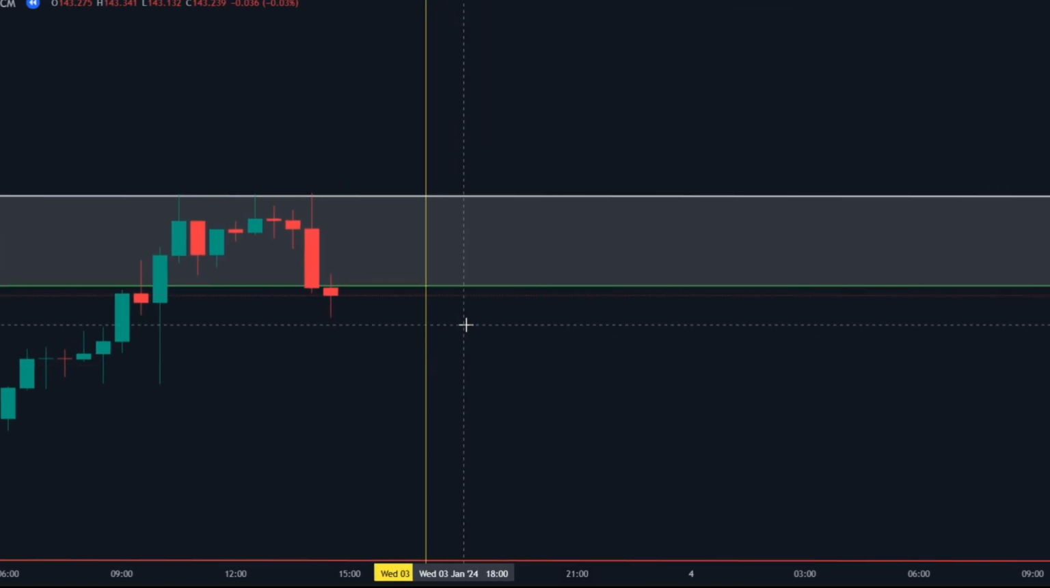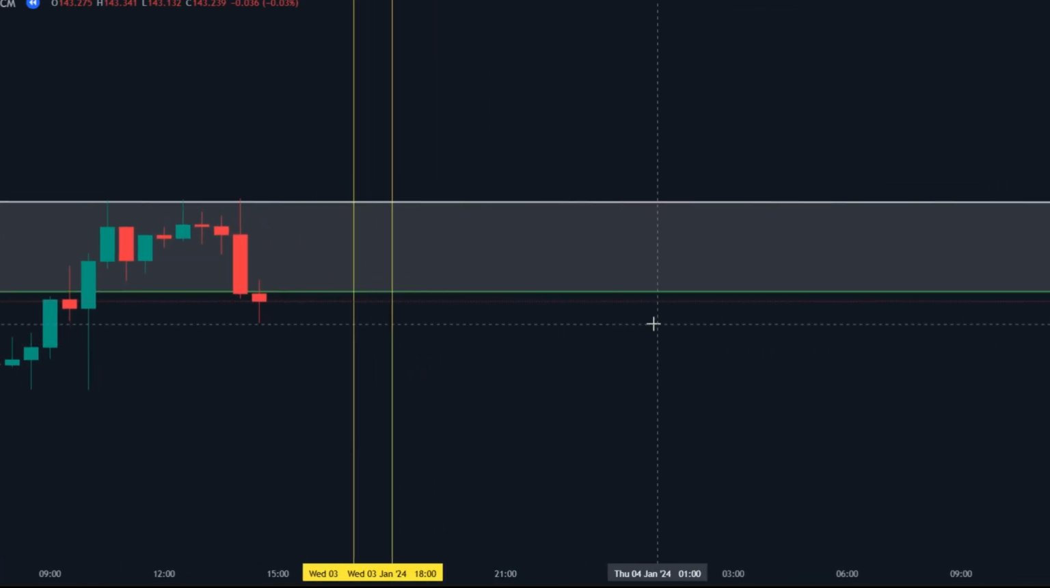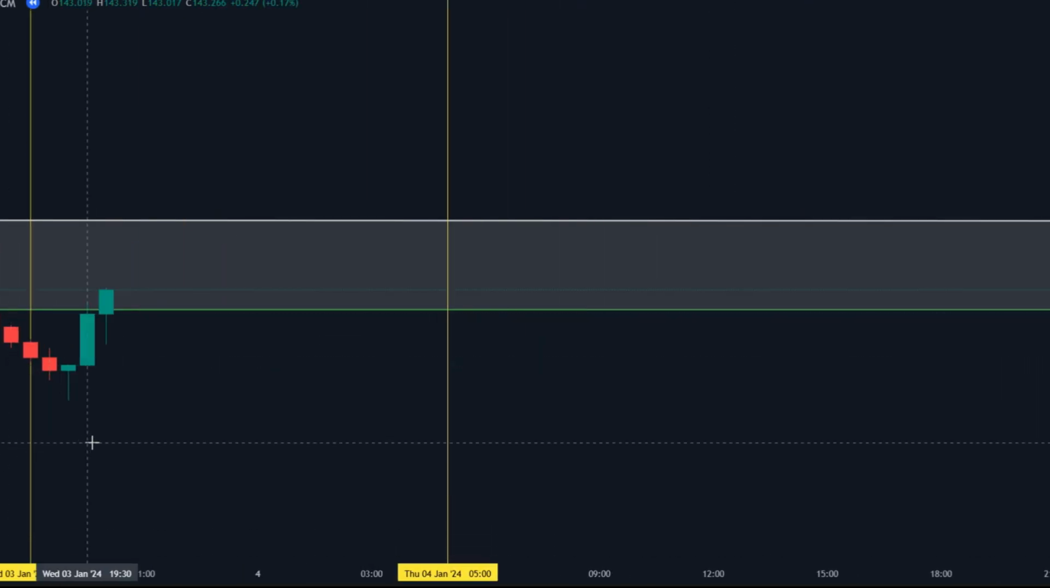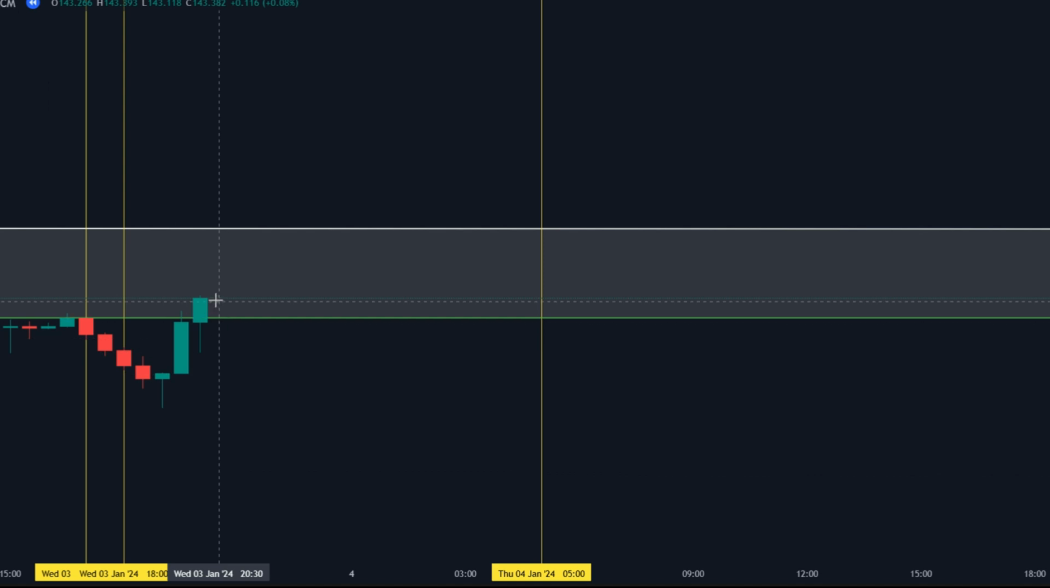Now switch the chart to 30 minutes and mark the previous day close and entry range. Now run the price. Here you can see price crossed through the green line and the candle has closed within the area of interest with a decent body size. So it's a signal to go long.